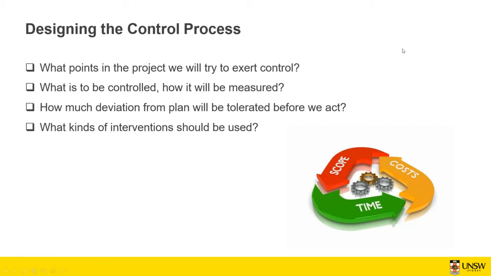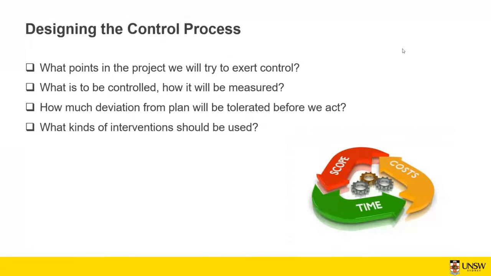Okay, so designing the control process is another task that you need to do. What points in the project will we try to exert control? That's the question you need to ask yourself. What is to be controlled and how is it measured? How much deviation from plan will be tolerated before we act? And what kinds of intervention should be used? These are the questions that you ask yourself as a project manager, and you set up a control process based on answering these questions.